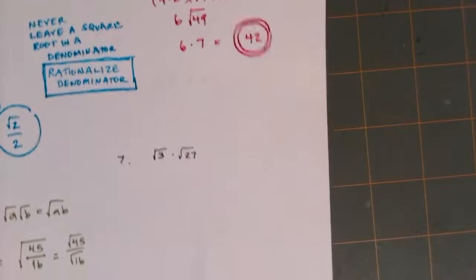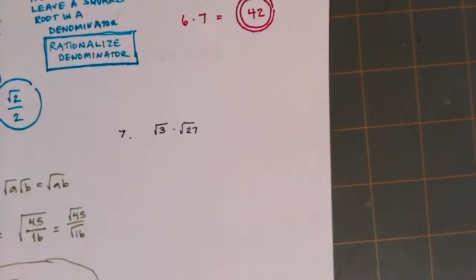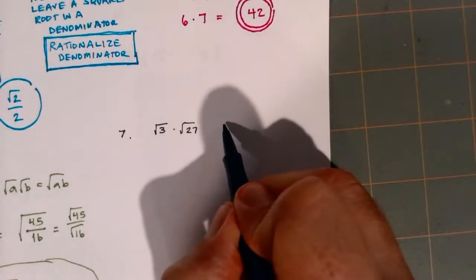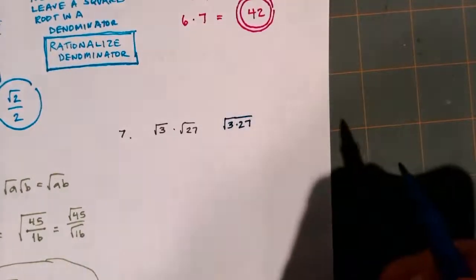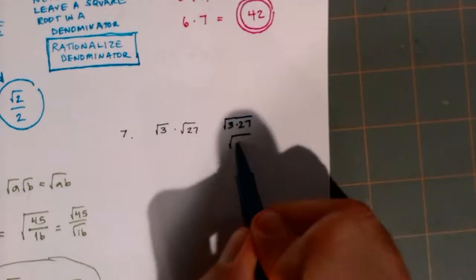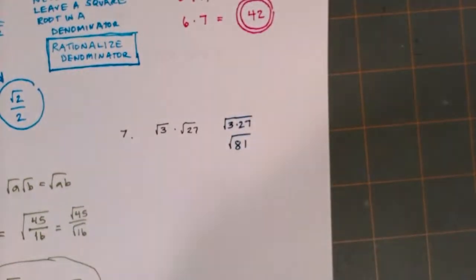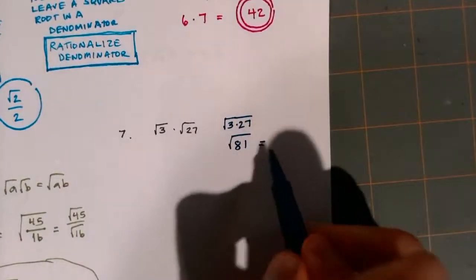Okay, here's another one. I don't think this is very hard, right, if you just kind of go through and do the way you want. Okay, root 3 root 27, right? Well, that's equal to root 3 times 27, which is equal to root 81, which is equal to 9.